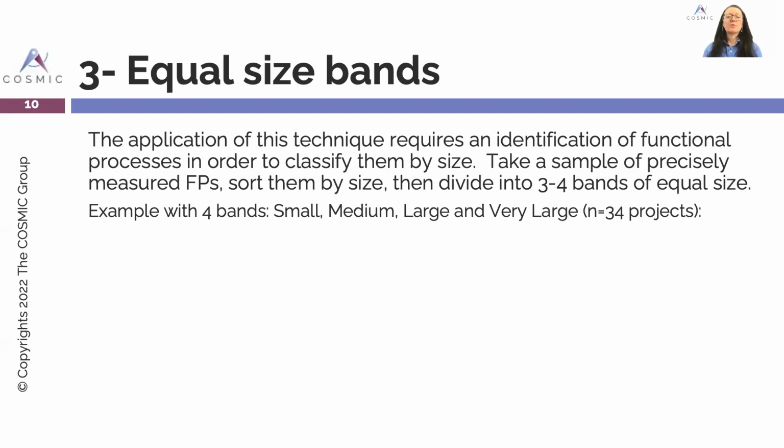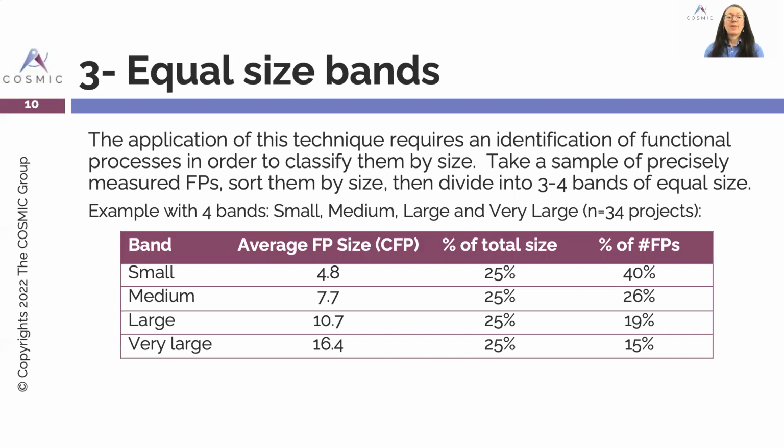Let's take an example with 4 bands of small, medium, large, and very large. That was built using data from 34 projects in management information system. Now, the total size is 100%, and bands of equal size are divided in such a way that 25% of the total size is allocated to each band. So they are of equal size.